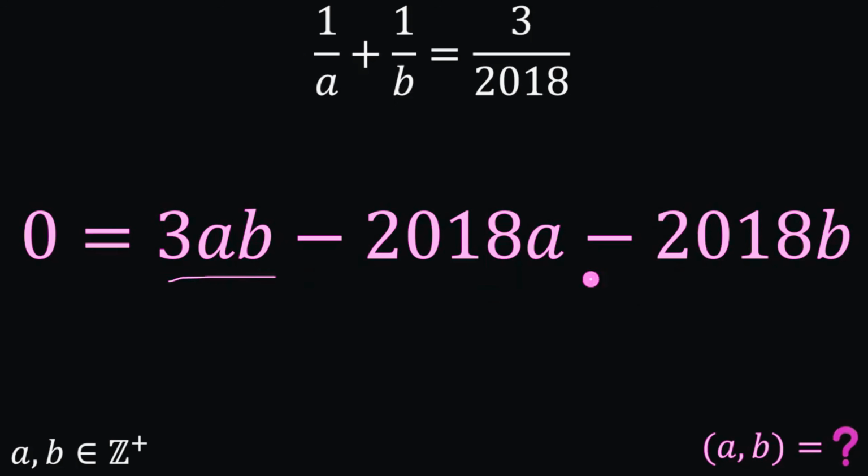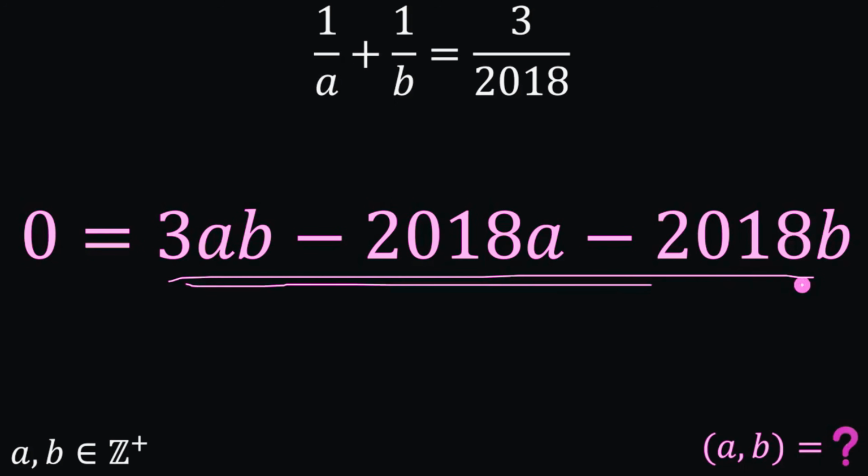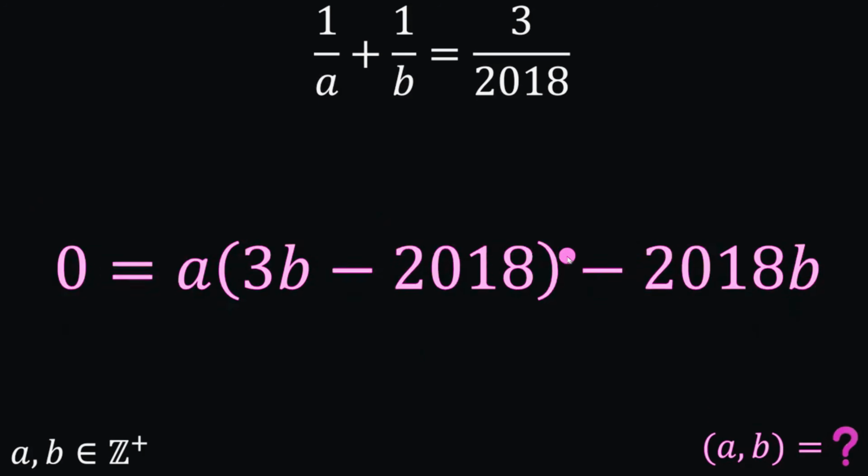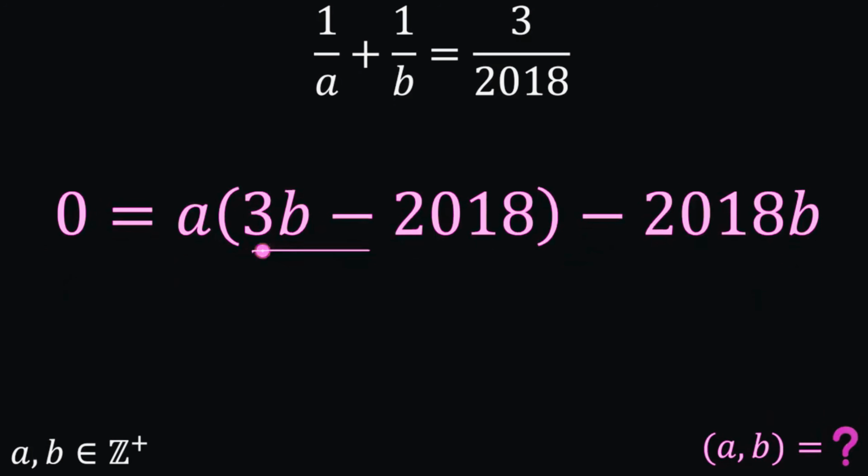Now, in this kind of question, the technique to solve for the values of a is to factor one side of the equation. In this case, we want to factor the right-hand side of our equation. To do that, let's factor out first this a, and if we do that, we get a multiplied by 3b minus 2018. Of course, this is this result, and bring down negative 2018b. Now, let's use this result. And how do we get another factor of 3b minus 2018?